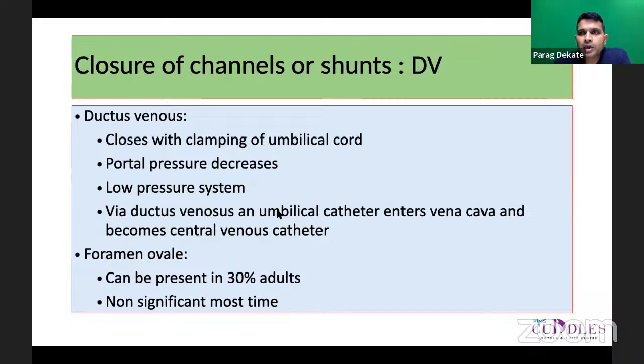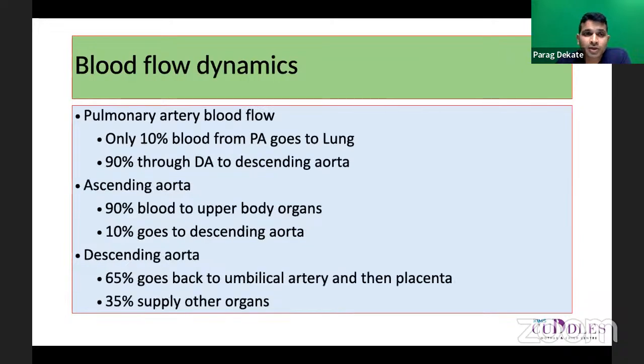In the initial newborn period, if you want to put in an umbilical venous line, you might have seen there is a small dent and it goes into the inferior vena cava. So it utilizes the ductus venosus. Via the ductus venosus, the umbilical catheter goes through the umbilical vein and the ductus venosus and enters the inferior vena cava. What about the foramen ovale? We know that the foramen ovale can be persistent in 30% of adults, but most of the time it's not significant and doesn't play a major role unless it's very big.